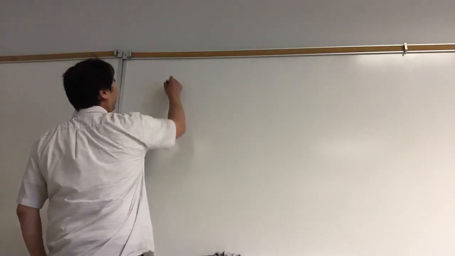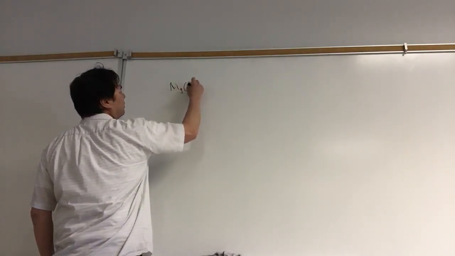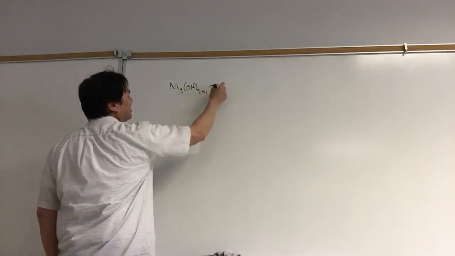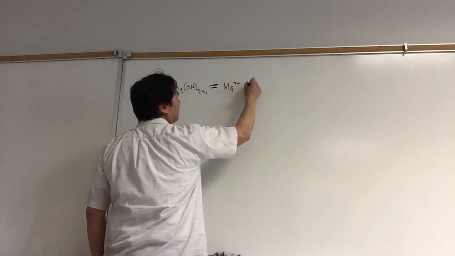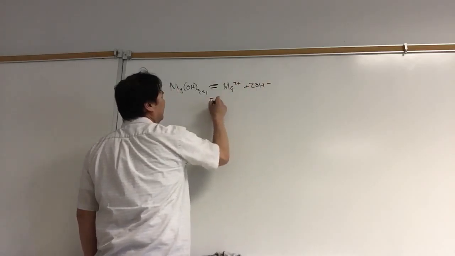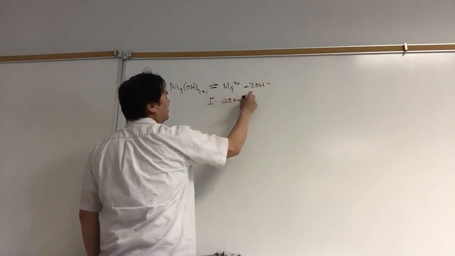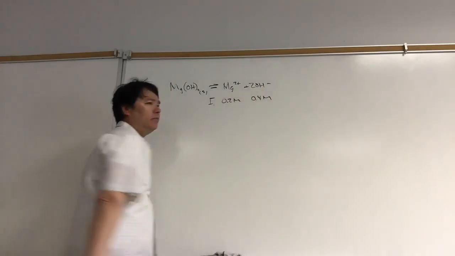Just, anytime you're dealing with precipitation or solubility, you set up the KSP equation, right? So just start off with that. And then initially you're given 0.2 molar, 0.4 molar. All right?